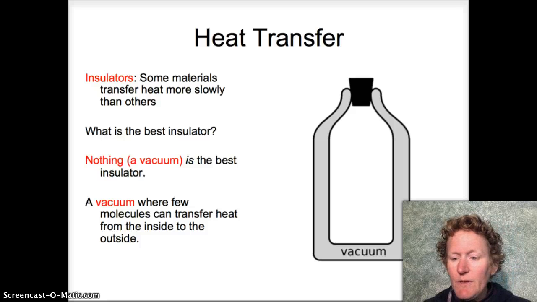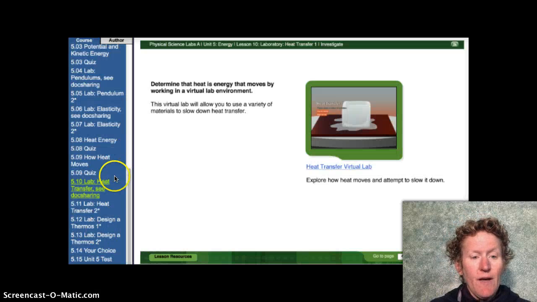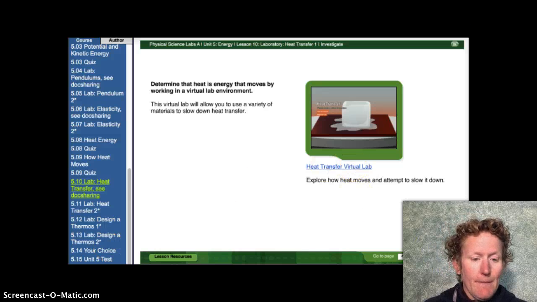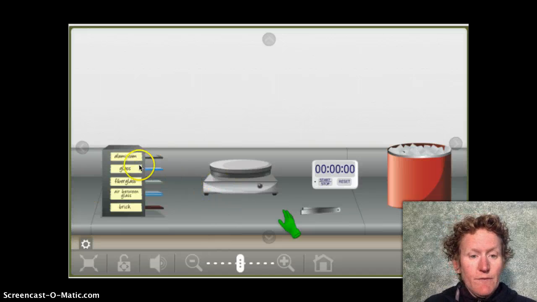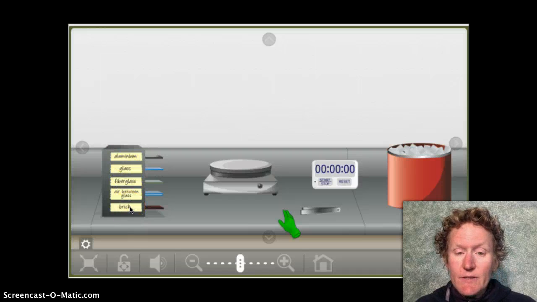So now that we know some things about heat transfer, let's go to the lab. Here I've opened up Unit 5 and I've clicked on 510. I've clicked through to the 4th slide here, 4 of 5, and then I'm going to click on the heat transfer virtual lab. In this lab, we're going to use different materials and see if they're better conductors of heat or they're good insulators.